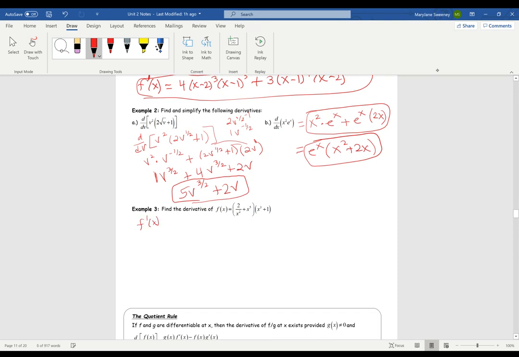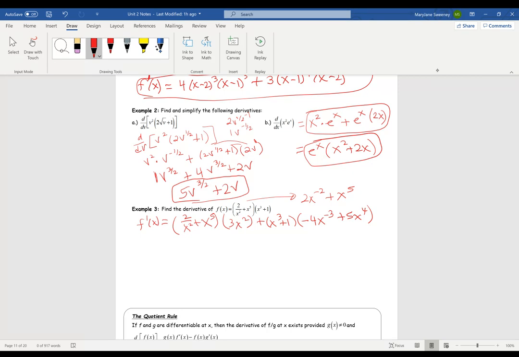F prime of x here, we would go first times derivative of the second, which would be 3x squared, plus second times derivative of the first. Now, derivative of the first, I would have to think of this as 2x to the negative 2 plus x to the 5th. So when I take the derivative, it's negative 4x to the negative 3rd plus 5x to the 4th.